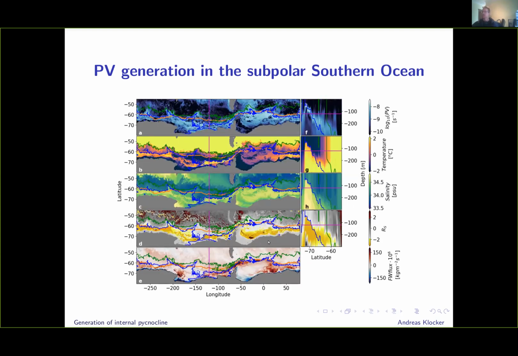Let's have a look at what that looks like in the horizontal case. So that magenta line is the section I just showed. And here I show different properties at a depth of 120 meters. The top panel is potential vorticity, or again, stratification. Second is temperature. Third is salinity. And what you see already here is that the highest PV values are in the places where this warm and salty water comes close to the surface.